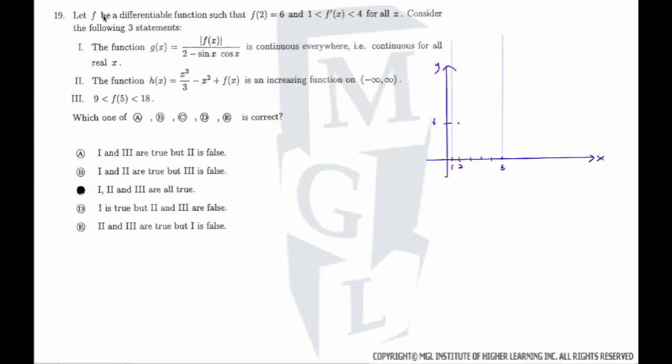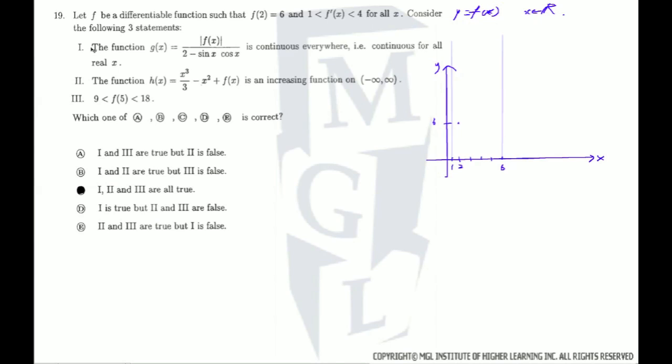Okay, f is differentiable, such that when you put 2 in you get 6, and for all values of x the slope ranges from 1 to 4. Now, first of all, the derivative exists for all values of x, which means the domain of f(x), y equals f(x), is everything. Okay, so the function is continuous everywhere also.